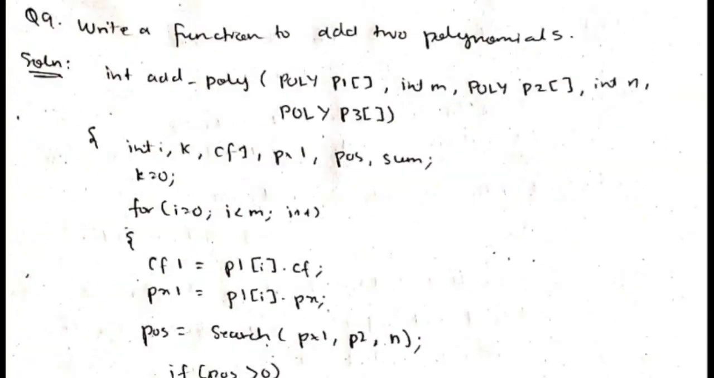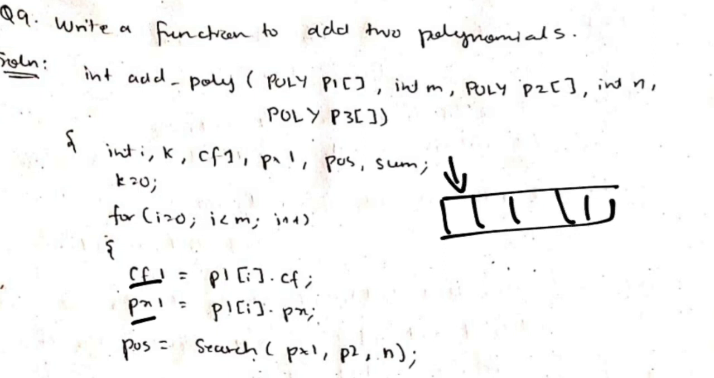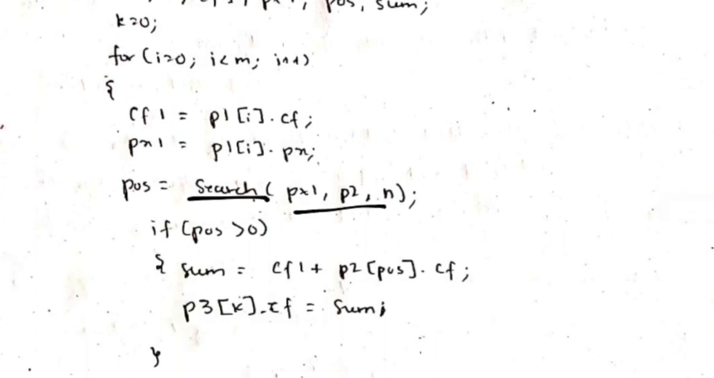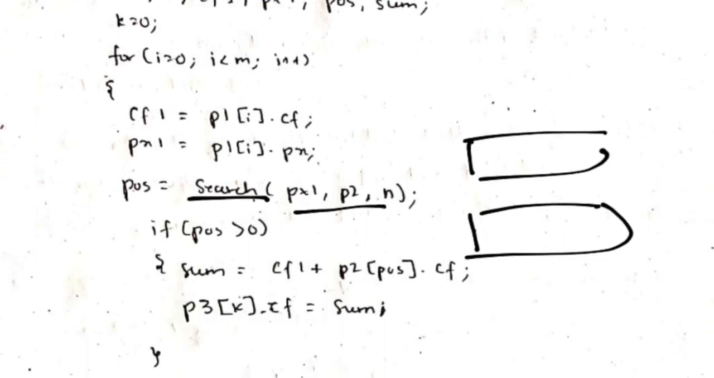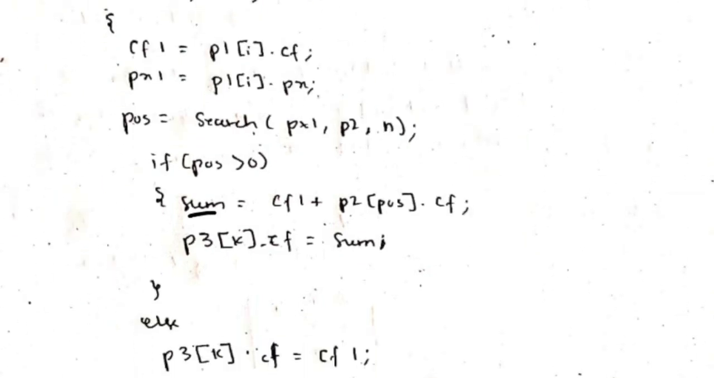Okay, write a function to add two polynomials. First we will take CF1 and PX1, that means from that array the first element will be taken, its exponent and coefficient value. After that we will search for that exponent in the second array. So there are two polynomials, and we are searching for that particular element's coefficient in the second one. If we get it, then we will add the coefficients. If we don't get it, we will write it as it is. So we are finding the sum here, coefficient of P1 plus P2's coefficient. After doing that we will find the sum, and that sum will be written in the resultant polynomial.